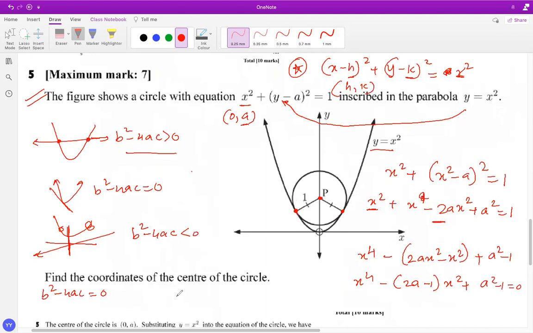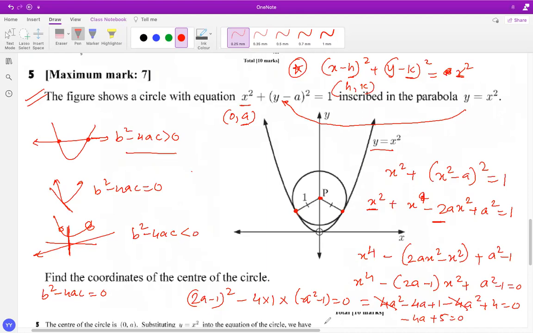So we basically get (2a minus 1) the whole squared minus 4 times 1 times (a squared minus 1) equals 0. Now you open up the bracket: 4a squared minus 4a plus 1 minus 4a squared plus 4 equals 0. This and this get cancelled, and you get negative 4a plus 5 equals 0. That gives us a as 5 over 4. Once you get a as 5 over 4, the center is basically 0 comma 5 over 4.